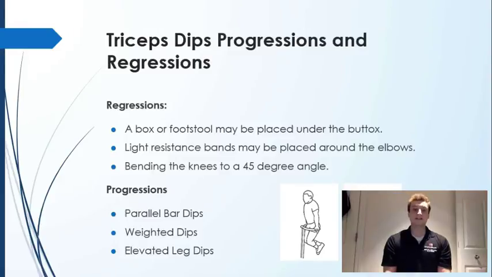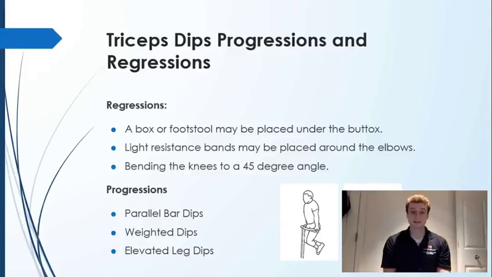To progress the exercise, in the case that the client can perform more, the client can perform the exercise on parallel dip bars at the gym. They can add a weight to themselves with a chain or a plate between the legs, or they can elevate the legs while doing the chair dip to create more depth with the tricep.